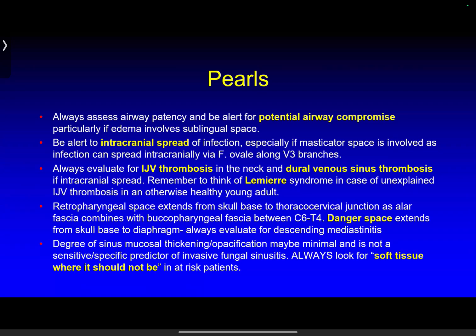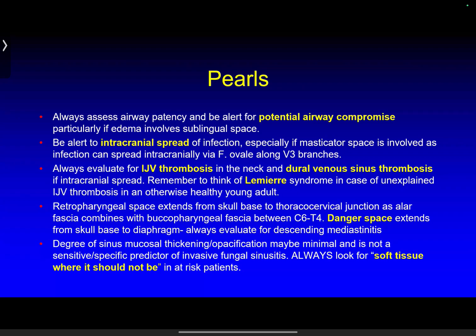Always evaluate for internal jugular vein thrombosis in the neck and dural venous sinus thrombosis if intracranial spread is present. Remember to think of Lemierre syndrome in case of unexplained internal jugular vein thrombosis in an otherwise healthy young adult. The retropharyngeal space extends from the skull base to the thoracocervical junction, but the danger space extends from the skull base to the diaphragm. So always look down into the mediastinum anytime you see an infection involving the retropharyngeal space to pick up on descending mediastinitis.